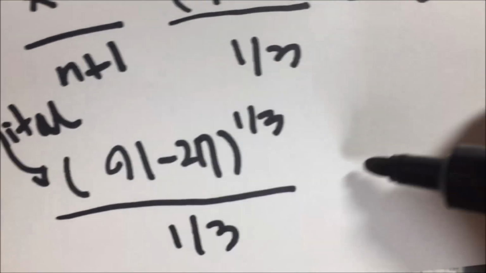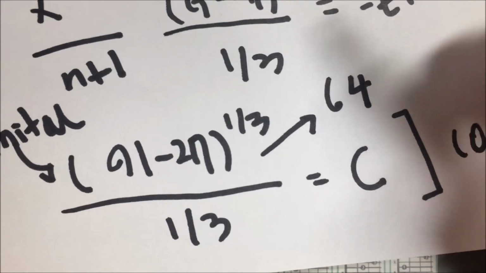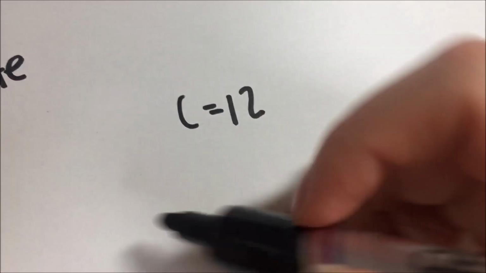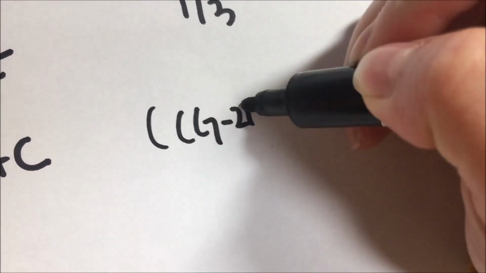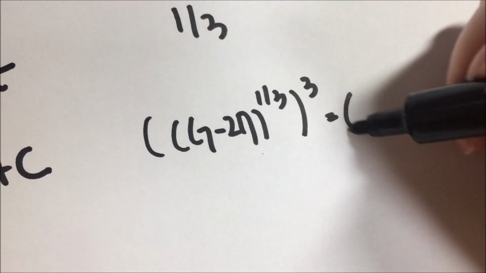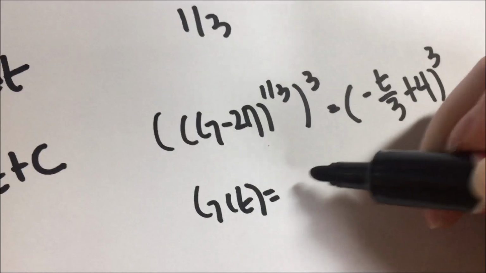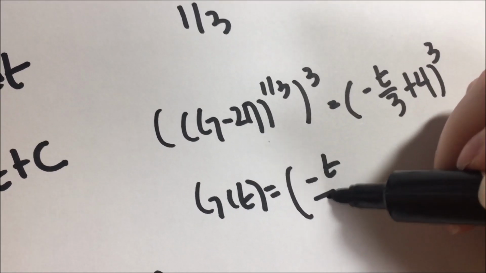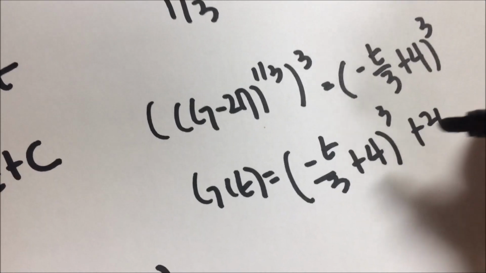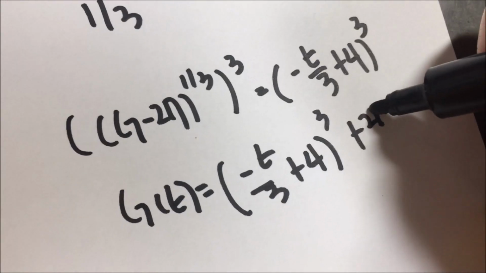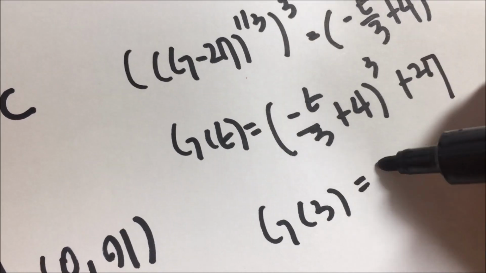It gives us g of 0 equals 91. So plug in the initial value, and if you calculate it, c turns out to be 12. Now we know what c is, we just need to write it as g of t equals something. If you clear out the values and do the calculation, you get g of t equals (negative t over 3 plus 4) cubed plus 27. Now the only thing left is to plug 3 into t. If you do that, you get a value of 54.